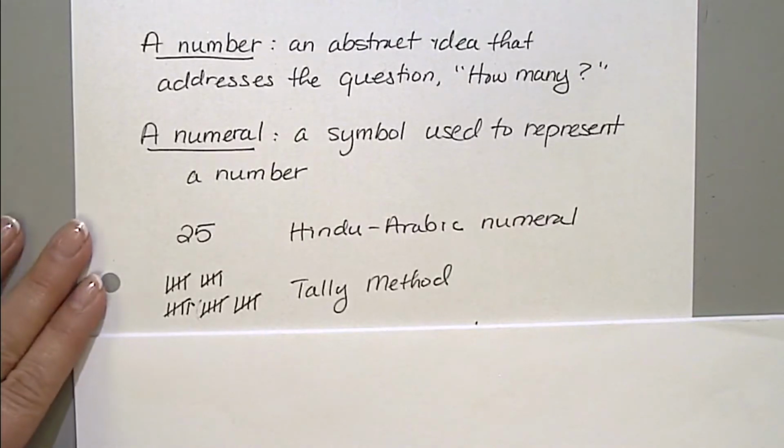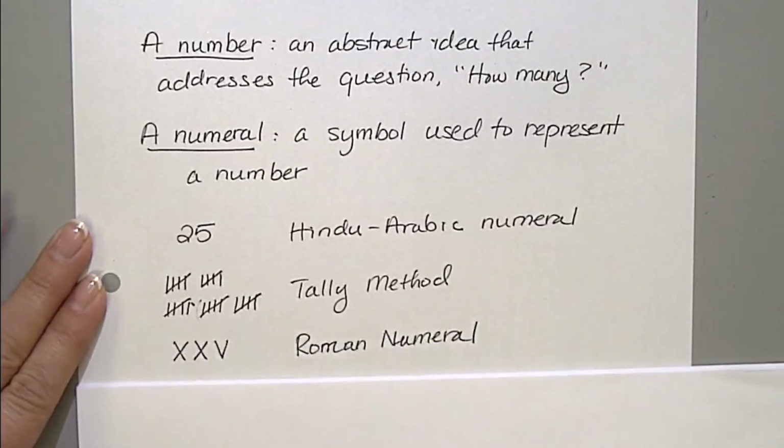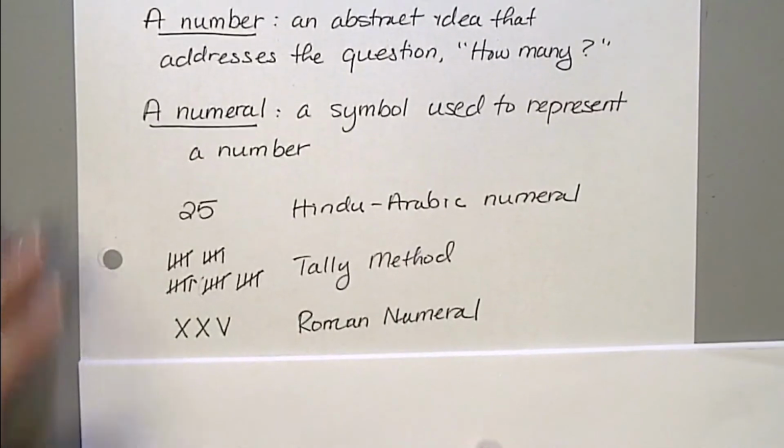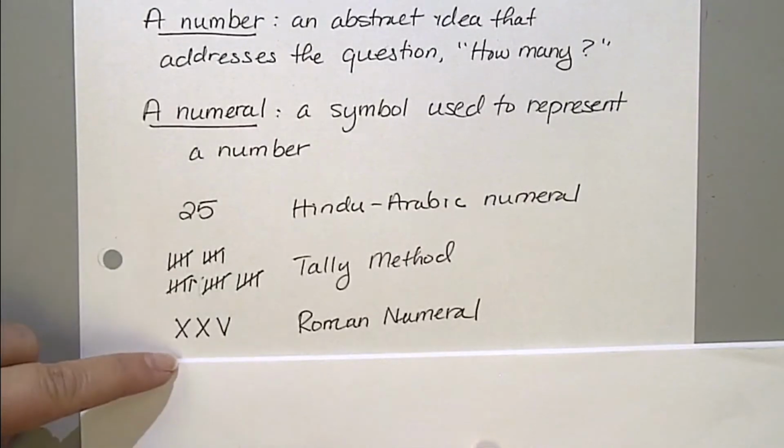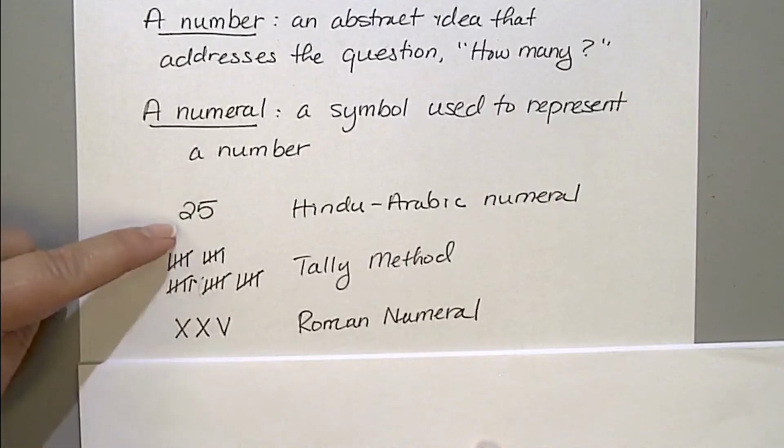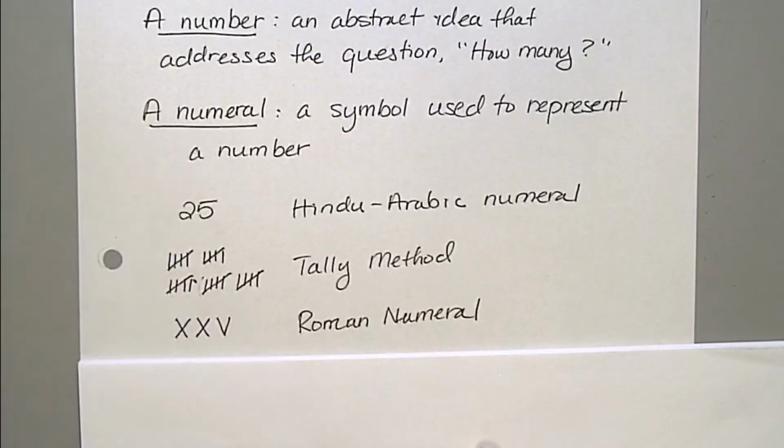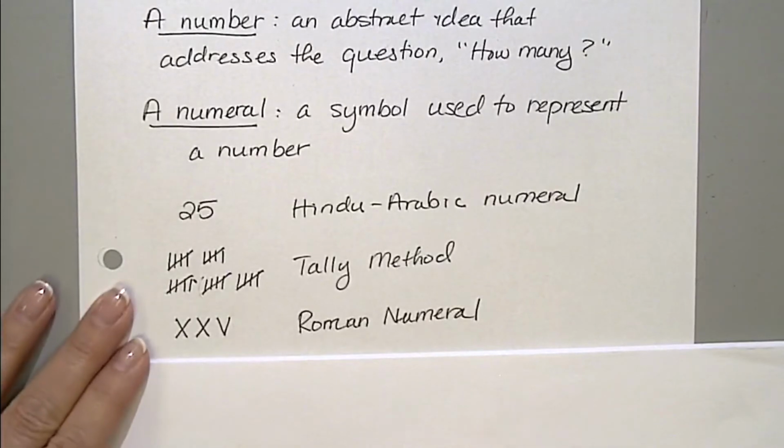And some of you may be somewhat familiar with Roman numerals, which is how you would write the number 25 with Roman numerals. We're going to talk about Roman numerals later in this chapter, so if you're not familiar with it, that's okay. We'll go through it. All of these represent the number 25, but there are 3 different numerals being used for that number, so that you understand the difference between a number and a numeral.